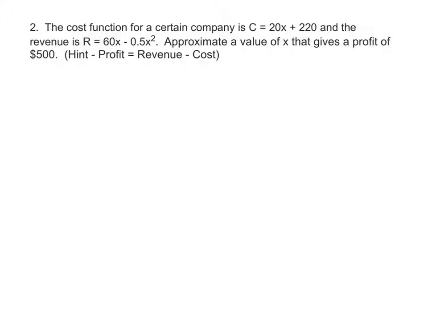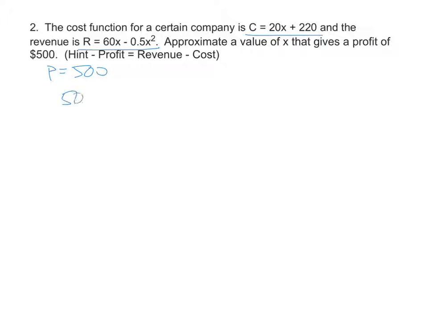In the next example, I have a cost function for a certain company is C equals 20x plus 220, and the revenue is R equals 60x minus 0.5x squared. Approximate a value of x that gives a profit of $500. Now, I need to make sure I know this formula, profit equals revenue minus cost. So if I set this up, I'm going to have my profit, which is 500, and then I have my revenue and I have my cost.